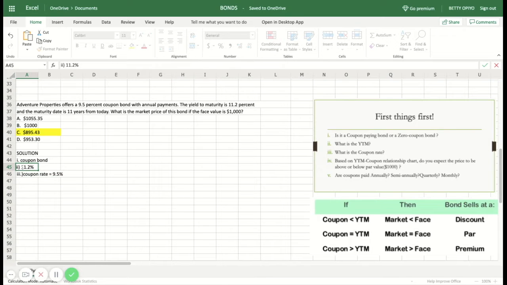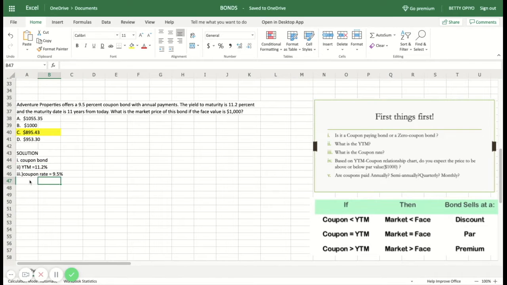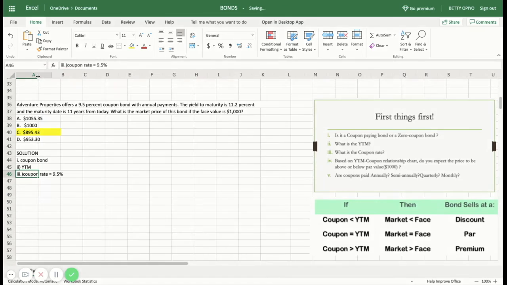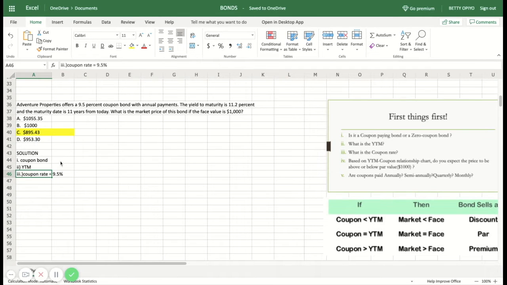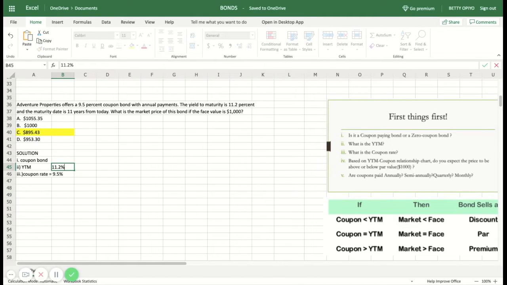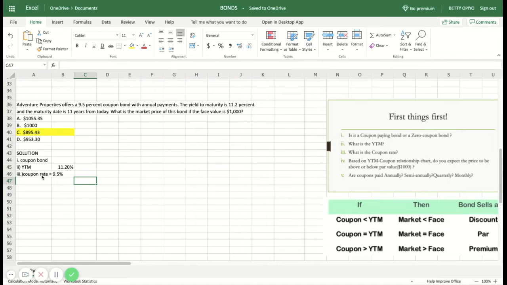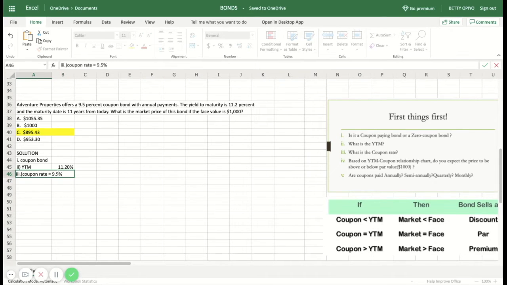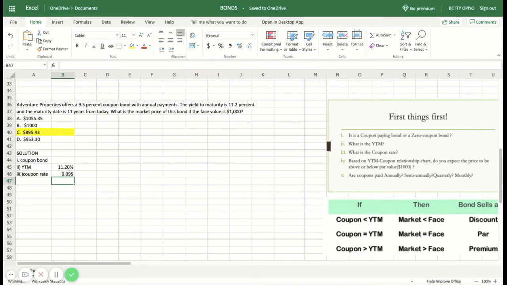And then I should specify that the second one, the YTM, is 11.2. Actually, I should make these so that each of them has its own cell, because we'll need to click on the cells when we are doing the calculation. So the YTM here, we said 11.2%. And then it's a coupon bond. The coupon rate is 9.5. I'm going to make the 9.5 its own cell, so it will be easier to click on it when you're doing the calculation. So we have the coupon rate is 9.5%. It changed to a decimal.